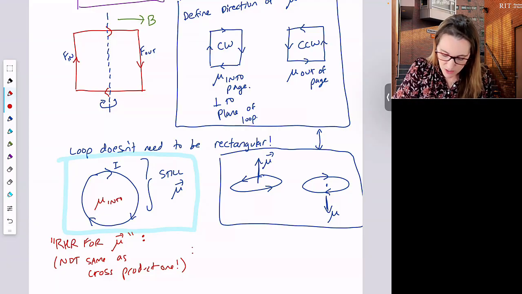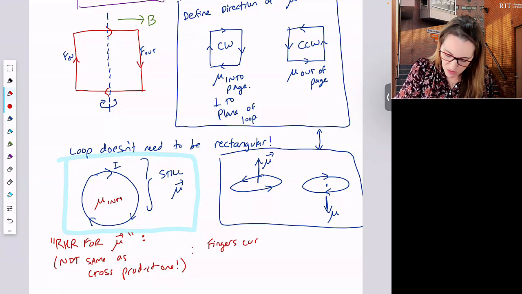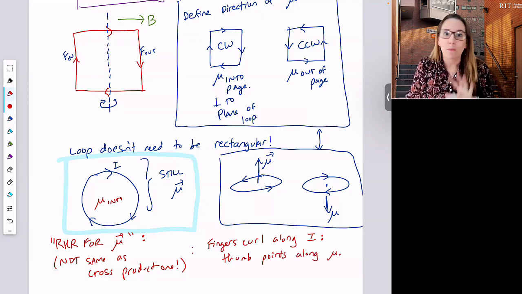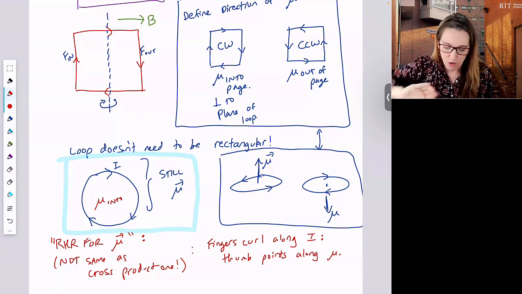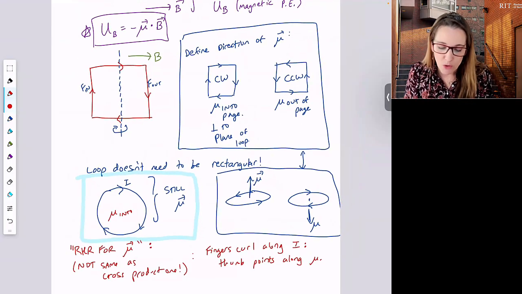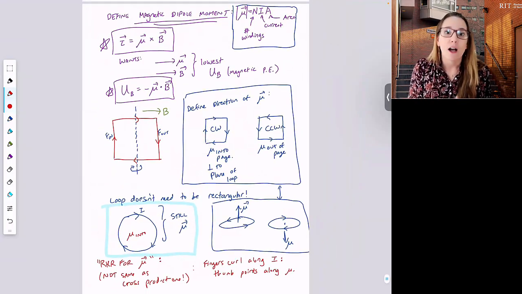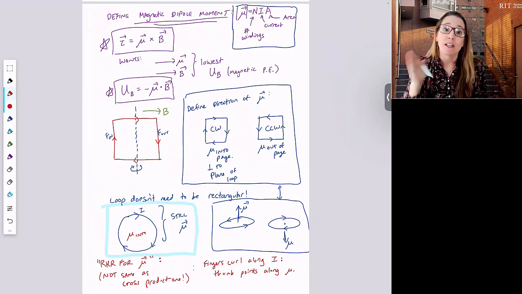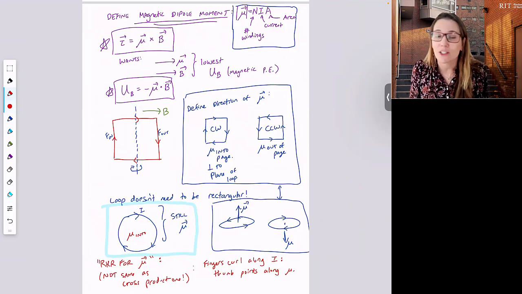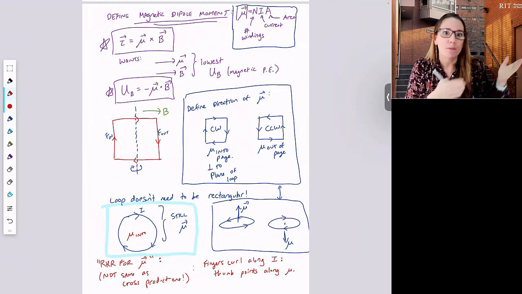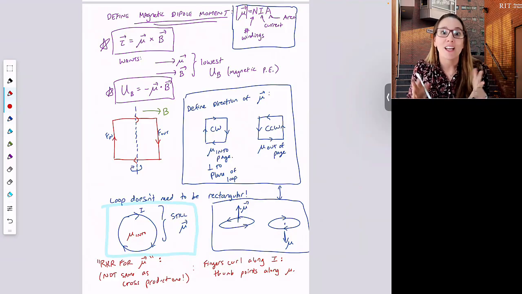So the right-hand rule here is that your fingers curl along the current, and then your thumb is going to point along mu. It's a completely separate right-hand rule. We just use it to find the direction of this magnetic dipole moment, so that we can apply these equations for torque and energy. We can then imagine this dipole spinning in a field, which, as we're going to see, is really the foundation for electric motors. We have now made something with electricity have mechanical motion and start spinning.